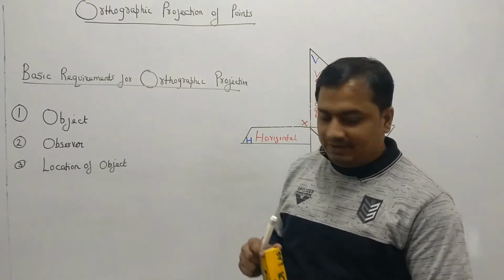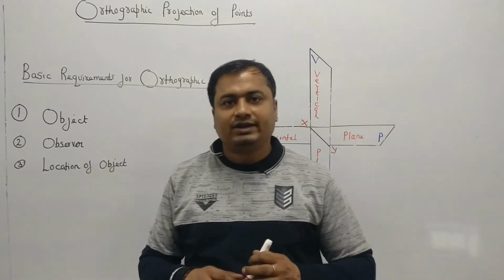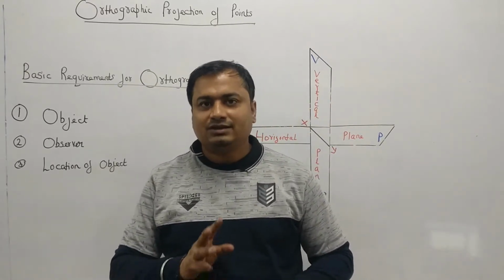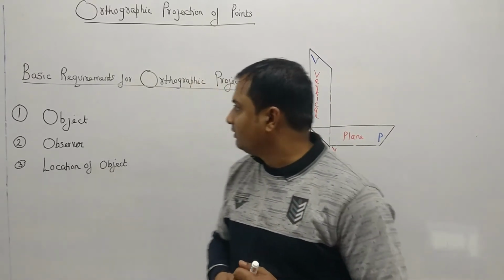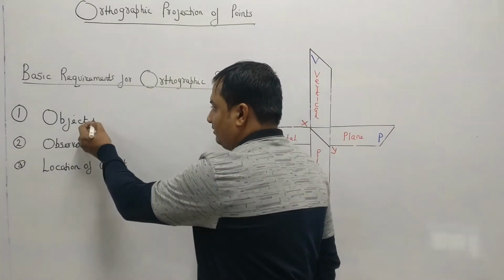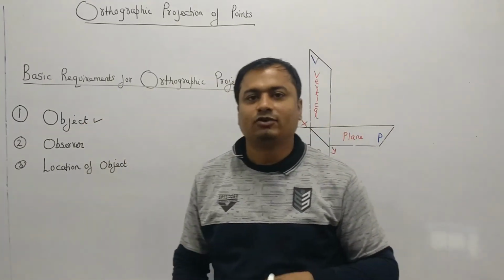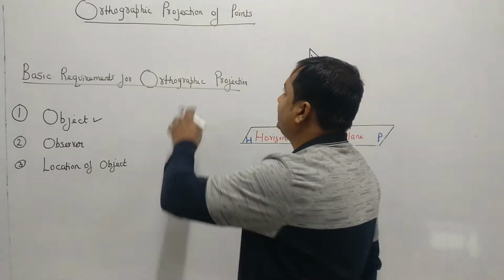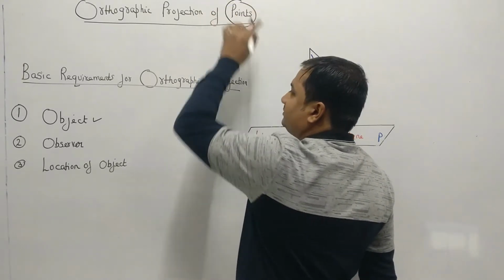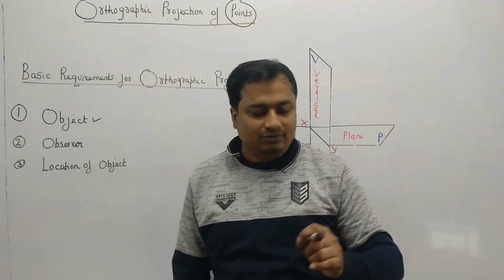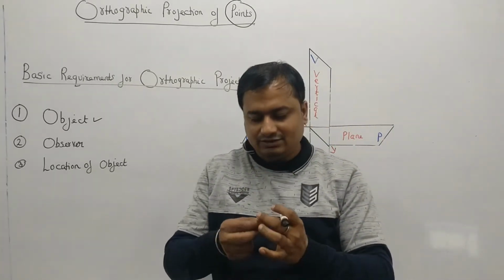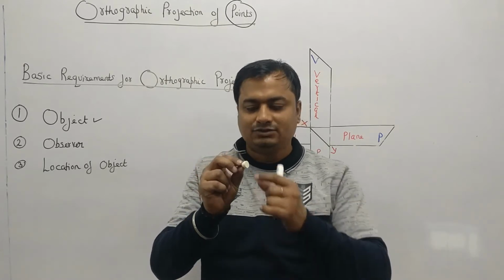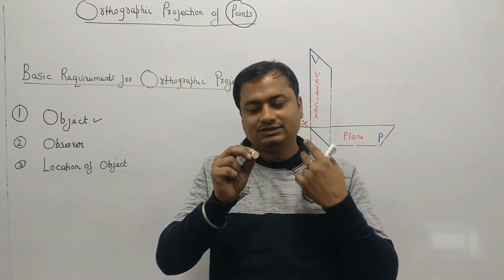So there are three basic requirements to create orthographic. Whenever we want to draw orthographic of any object, there are three basic requirements that should be fulfilled. The first requirement is the object itself. We must know our object, so our object will be well defined, right? Today my object which I have taken is a point. So this is my object for today, that is point. I am going to deal with the point. I will be taking this small object and considering it as a point, and I will be showing you the projections by means of this object. So just assume this is a point.